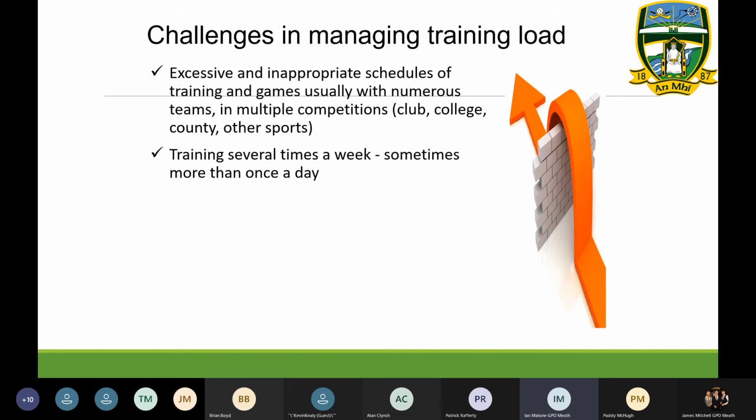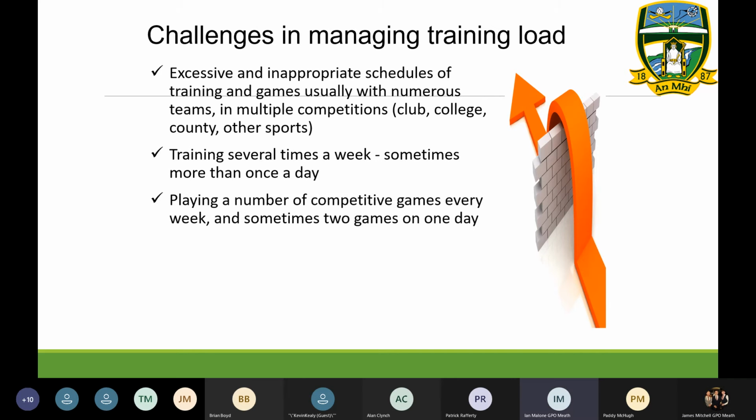Next point there: training several times a week, sometimes more than once a day. That can happen with college, and it can happen with school. Let's say on a Tuesday, they may have a school game on the Tuesday afternoon or even Tuesday morning, and then that evening they may have training with their club, or if they're playing county, or if they're playing another sport like football. That is something that you need to be aware of as well.